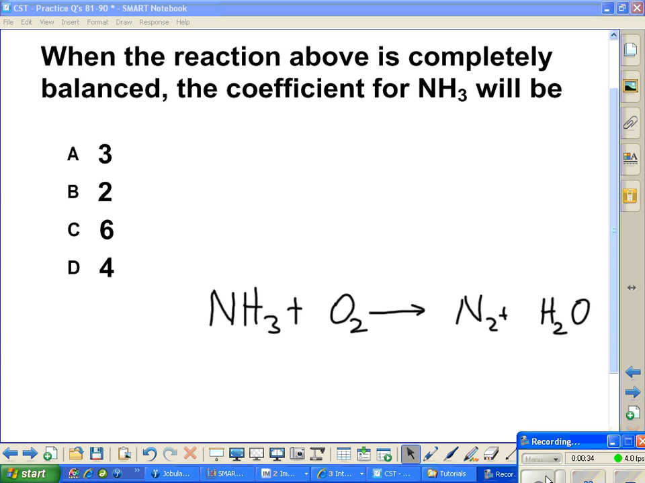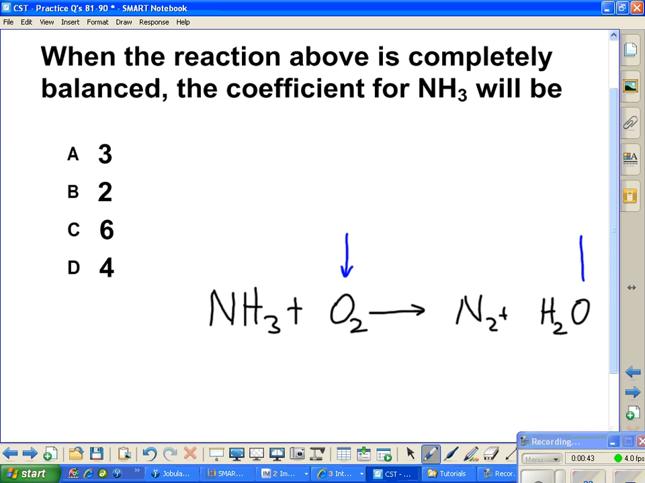Now, to balance this, I want to point out something before we begin. We've got an even oxygen here and an odd oxygen, meaning in the molecule, they're even and odd. Odd can be made even, but even can't be made odd no matter what the coefficients are. That's one thing we have to keep in mind. The other thing is that in the ammonia molecule, we've got an odd number of hydrogens, and over here in water, we've got an even. So we have some odd-even issues.